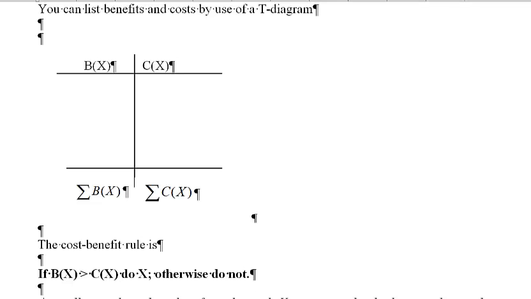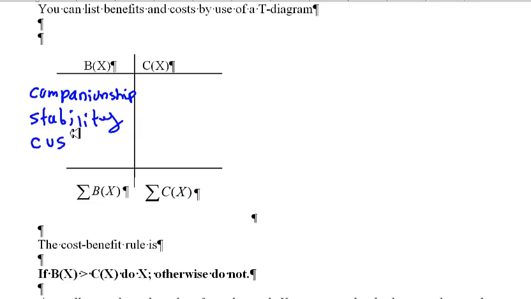Certainly a benefit of being married is companionship. Of course, you can have companionship without being married. You could be friends. You could live together, whatever you want. But that might be one benefit. Maybe stability. Maybe it's because it's custom. Maybe there are religious reasons. So you could think of a whole list, and these lists of benefits of being married will be different for different people.